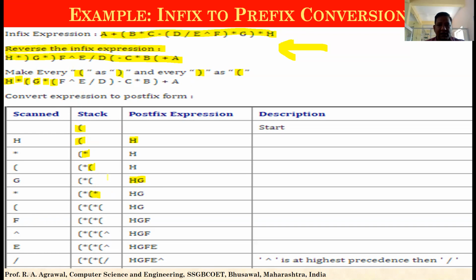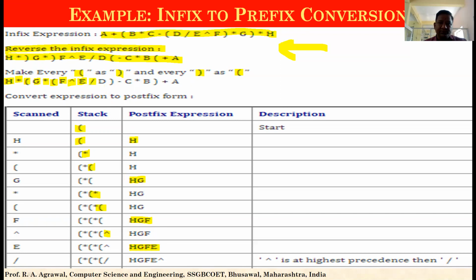Next is an opening bracket. Again, the opening bracket will be added to the top of the stack. Next, an operand is encountered, and that is F. So F will be written in your postfix expression. Next is your exponential operator, which will again be written on the top of the stack since it is an operator. Next, E is an operand, so it will be added to your postfix expression.